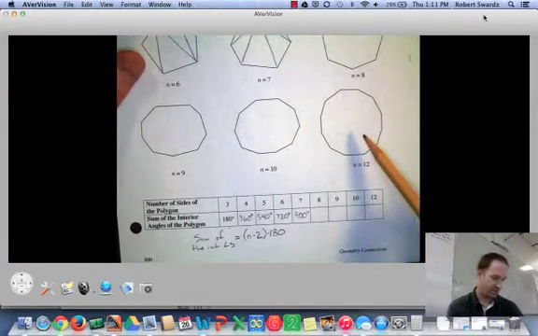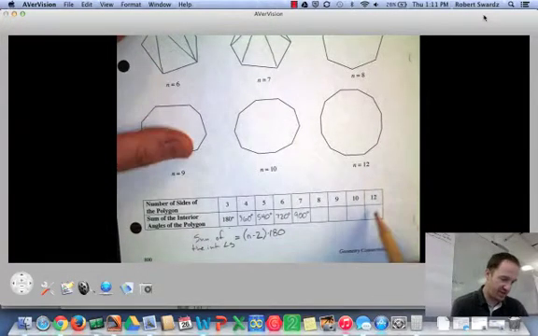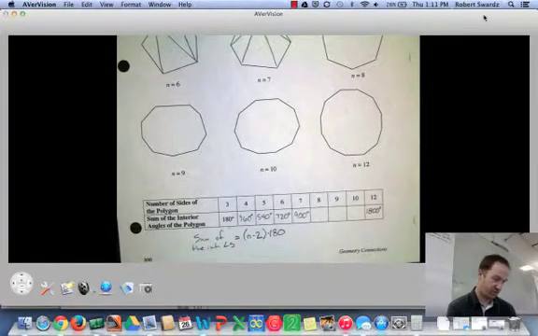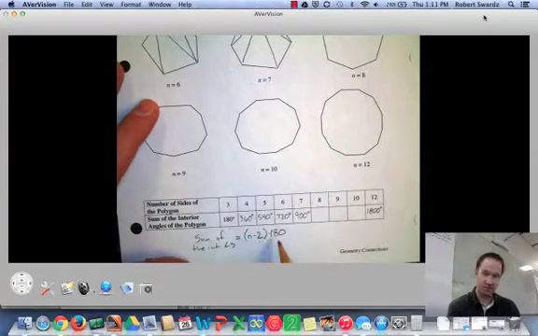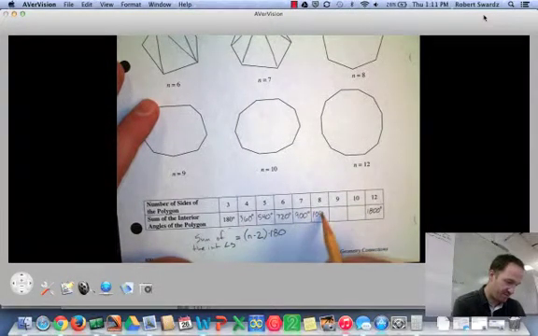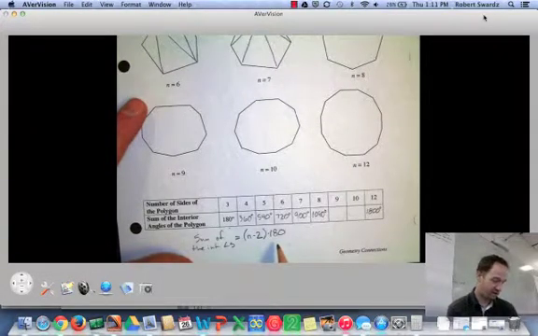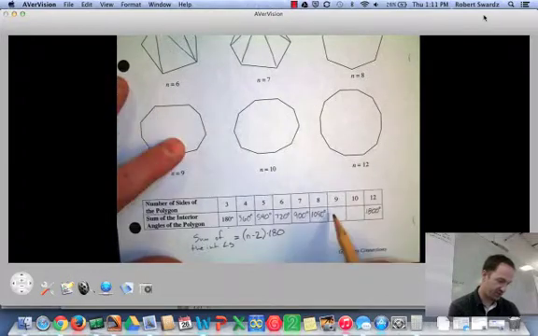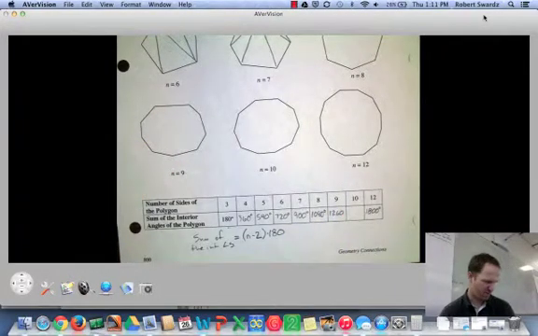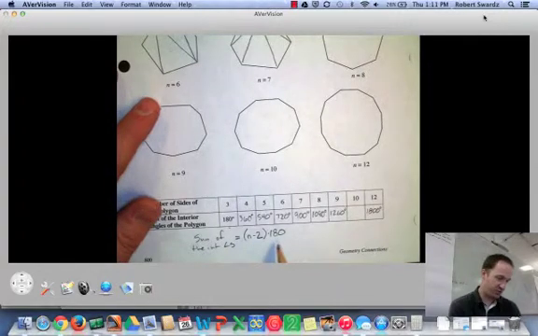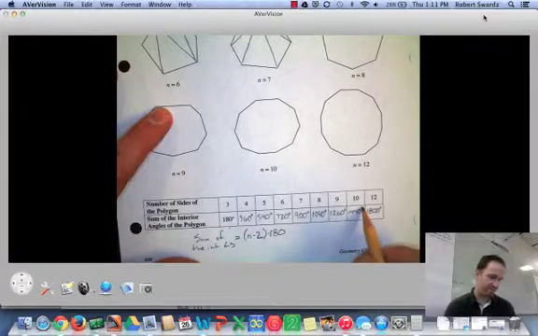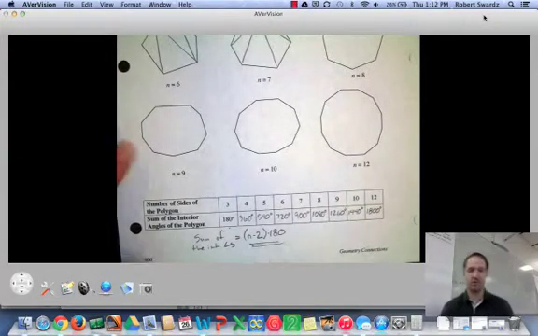We could use it for this 12-sided one. 12 minus 2 is 10 times 180 is 1,800 degrees. We could do that with any of them. This one would be 8 minus 2 is 6 times 180 is 1,080. Take the 9-sided figure. 9 minus 2 is 7 times 180 is 1260. Is that right? Yeah, 1260 degrees. 10-sided figure. 10 minus 2 is 8 times 180 is 1440 degrees. But this formula can be used to find what the interior angles of any polygon add up to.